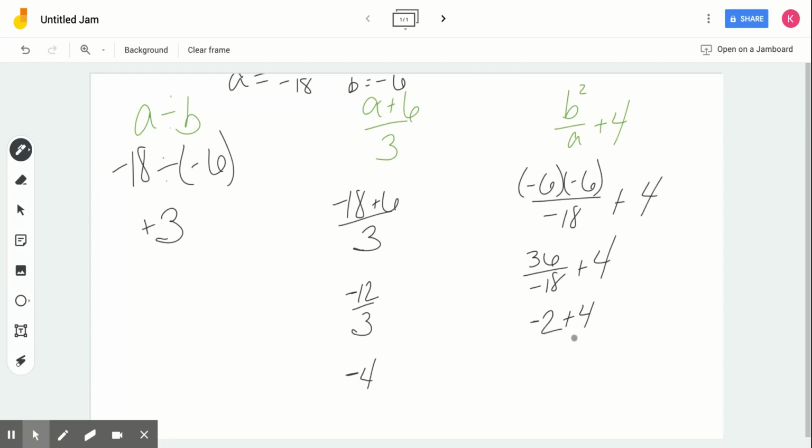Here we have negative 2 plus 4. This goes back to our 1.2 rules. Opposite signs, we subtract: 4 take away 2 is 2. Keep the sign of the larger number, which would be positive. Now go ahead and take a look at number 10, and then come back in just a few seconds and we'll try that one.